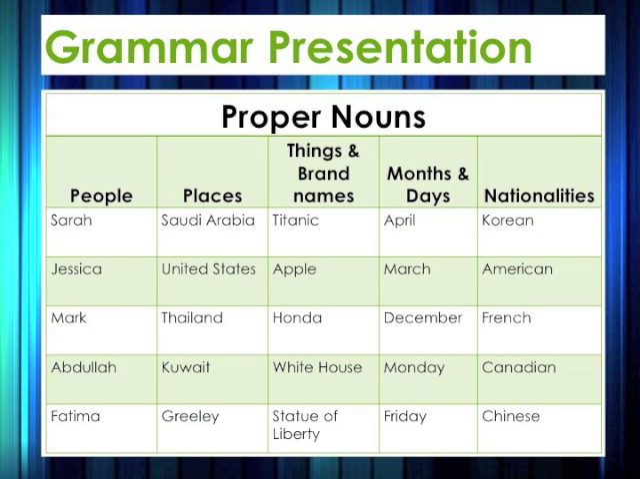So this table shows you the types of proper nouns. We have people with people's names underneath it. We have places with names of places. We also have things and brand names, as well as months and days and nationalities. These are all proper nouns, and it's important that you capitalize all of these words, as well as words that work in similar ways.